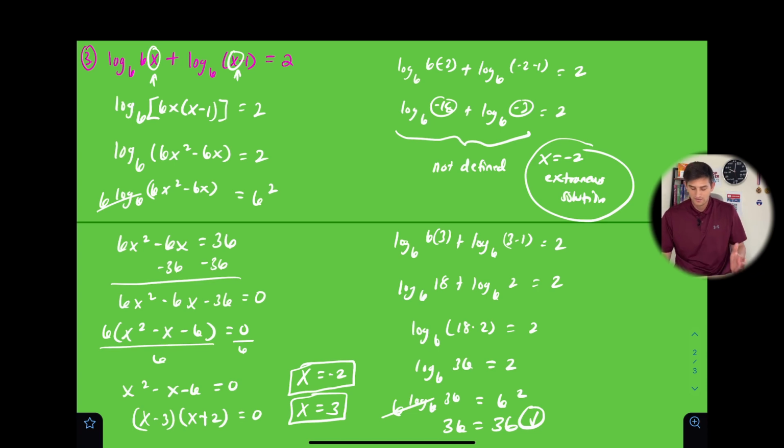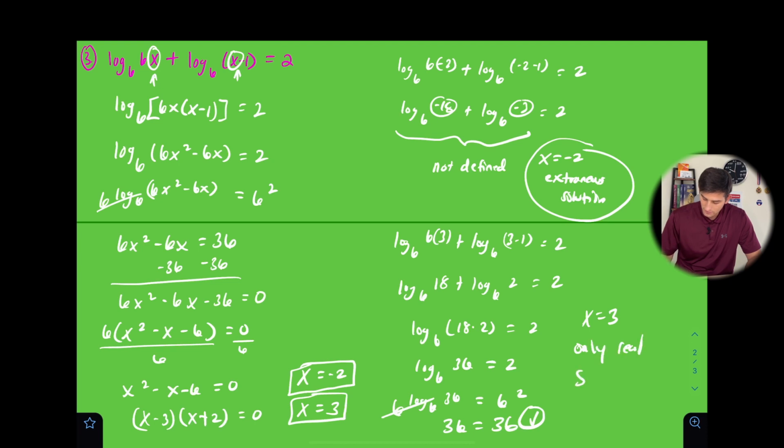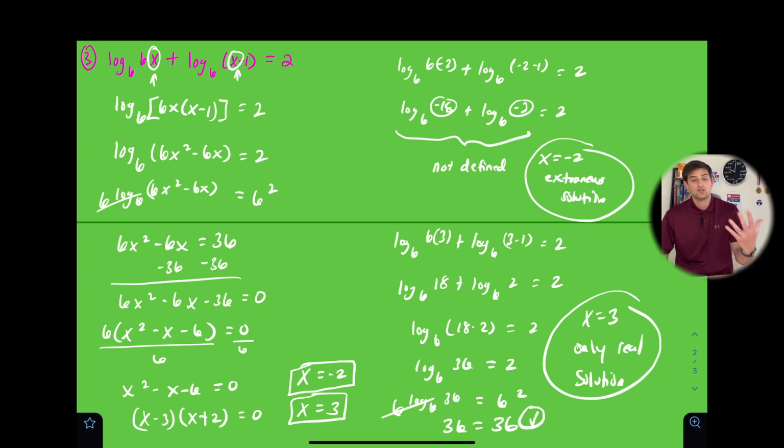All right, and so in this case, we would say that x equals 3 would be our only real solution. Okay, x equals negative 2 was an extraneous solution. Okay, and that's how you can solve some logarithmic equations.